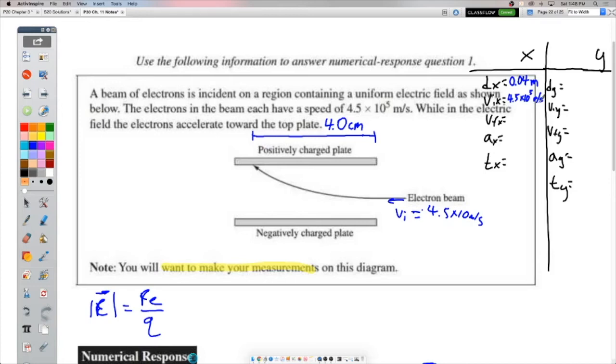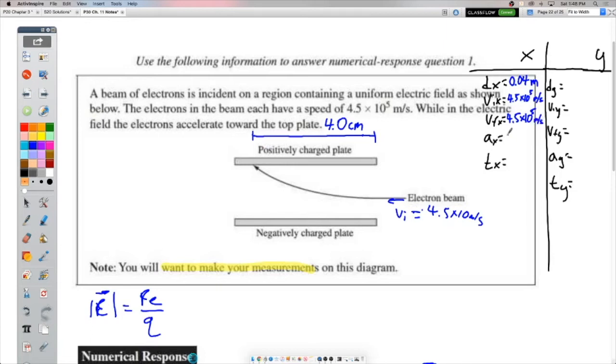A bit of a trick question, but not really, right? You can't get tricked, you know your stuff. There's nothing. Nothing is causing it to speed up or slow down in the x. Where is the force here? It's up and down between the plates, so there's nothing to do horizontally. So what does that mean for vfx compared to vix? It doesn't change. 4.5 times 10 to the 5 meters per second.